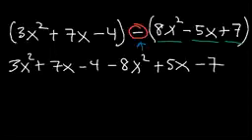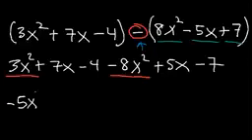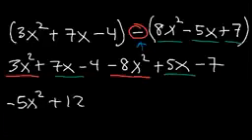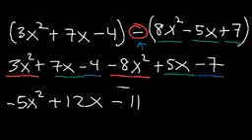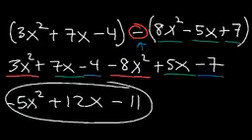And so now let's add like terms. 3x squared plus negative 8x squared. 3 minus 8 is negative 5. So it's negative 5x squared. 7x plus 5x. 7 plus 5 is 12. So it's 12x. Negative 4 plus negative 7 is the same as negative 4 minus 7, which is negative 11. And so that's how you can add or subtract polynomials.